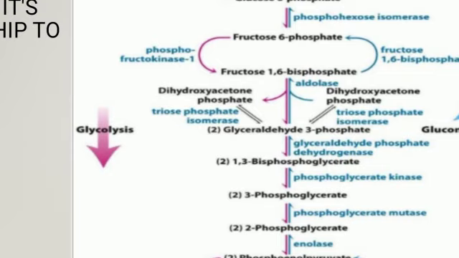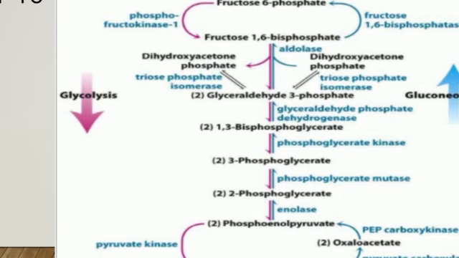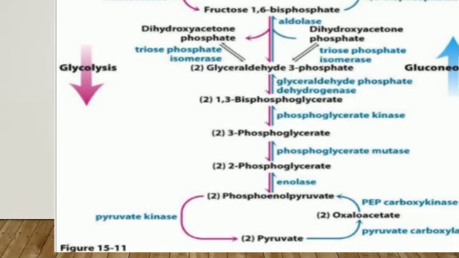This glyceraldehyde 3-phosphate is converted into 1,3-bisphosphoglycerate in the presence of glyceraldehyde 3-phosphate dehydrogenase, and 1,3-bisphosphoglycerate is converted into 3-phosphoglycerate in the presence of phosphoglycerate kinase. This 3-phosphoglycerate is converted into 2-phosphoglycerate after the action of phosphoglycerate mutase, and 2-phosphoglycerate is converted into phosphoenolpyruvate in the presence of enolase. And the last step is that phosphoenolpyruvate is converted into pyruvate after the action of pyruvate kinase.